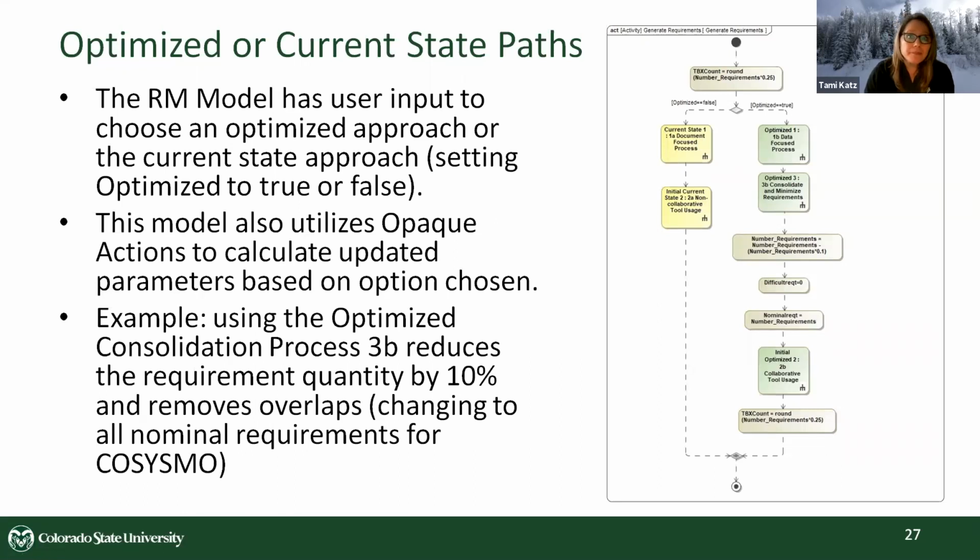Could be much more, could be a little less, but 10% seemed to be a reasonable expectation. So then I would have it reduce the requirement quantity by 10%, and I would wipe out all the difficult requirements. I've spent the time to consolidate them so they're all now traceable and necessary and sufficient and not overlapping. And then I would have it essentially walk through its different steps if we're optimized, or through the yellow steps if we're not.